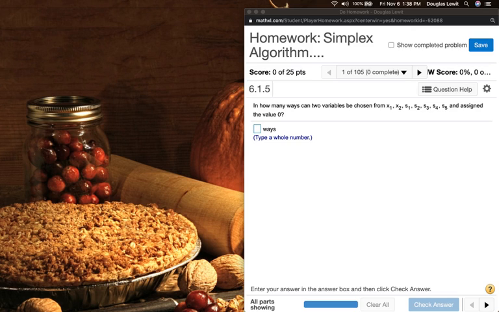I'm looking at problem number 1 right now in your current homework assignment, and it reads, in how many ways can two variables be chosen from x1, x2, s1, s2, s3, s4, and s5, and assigned the value 0? This problem looks complicated, but it's really not that big a deal.